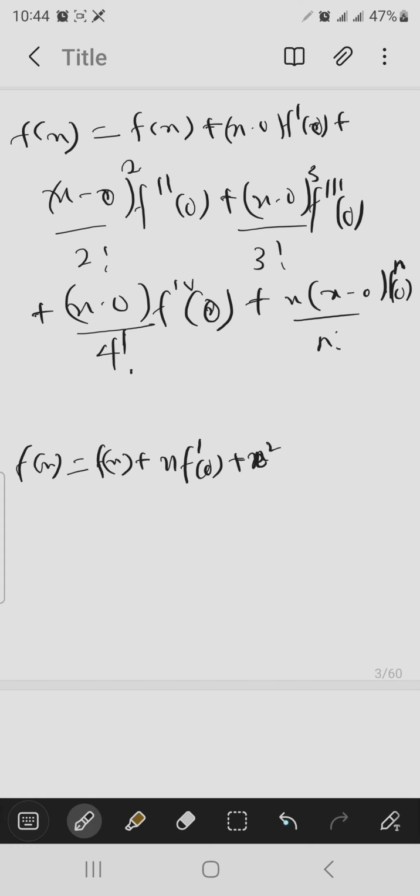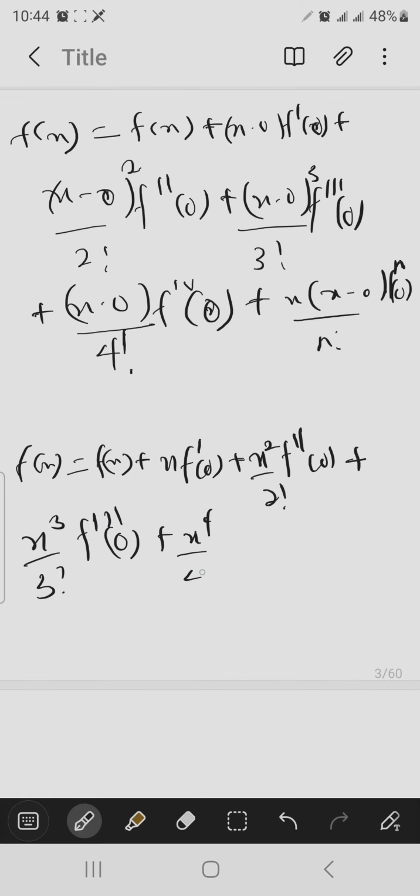x squared over 2 factorial f double prime of 0, plus x cubed over 3 factorial f triple prime of 0, plus x to the power 4 over 4 factorial f fourth derivative of 0, plus x to the power n over n factorial f to the n of 0, and so on and so forth.